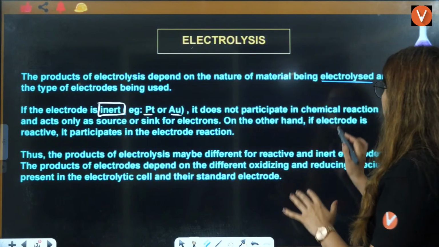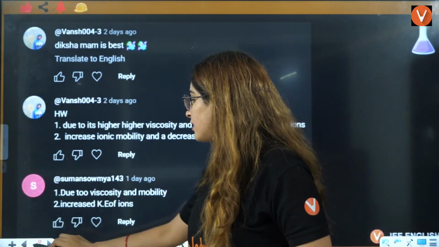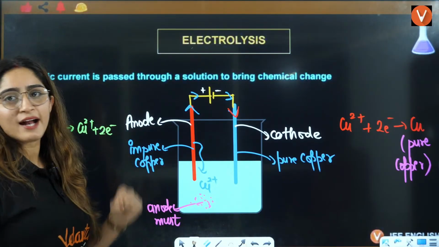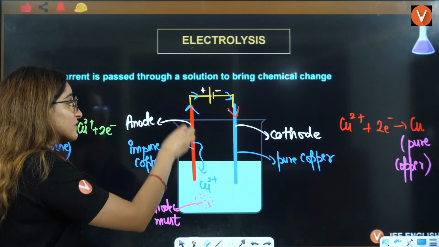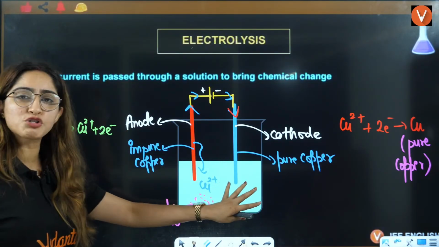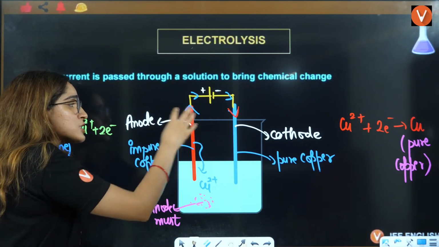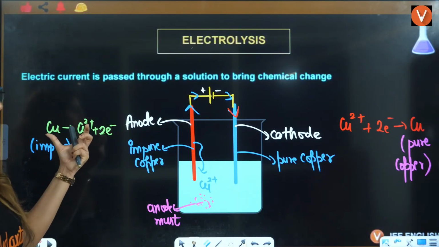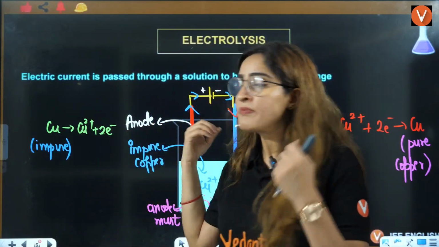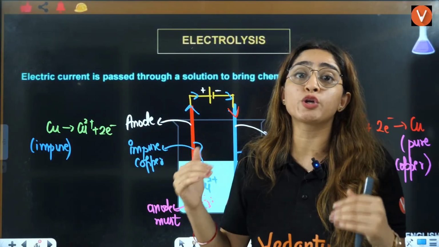But if the electrode is reactive, like in this case, wait a minute, in this case the electrode is reactive. How is the electrode reactive? This electrode is taking part in the reaction. In the solution, you have CuSO4 solution, right? In this, what is happening? This particular electrode is losing electrons, so the electrode is taking part in the reaction. So if the solution and the electrode are the same, that is going to react here.